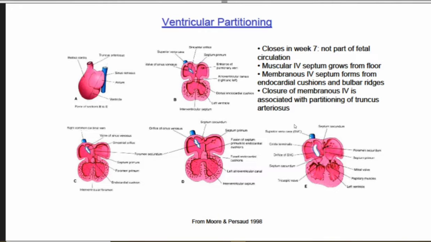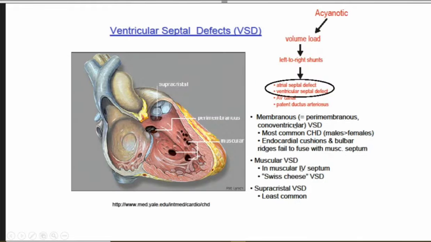The ventricular septum is formed by a muscular septum which arises from the free wall of the ventricle going up towards the endocardial cushion. We have a conal septum which arises from the right ventricular outflow tract, and we have a membranous septum which arises from the membranous part of the endocardial cushions. So defects in formation of these components lead to muscular VSD, membranous or perimembranous VSD, and supracristal or conal VSD. These are the types of ventricular septal defects.